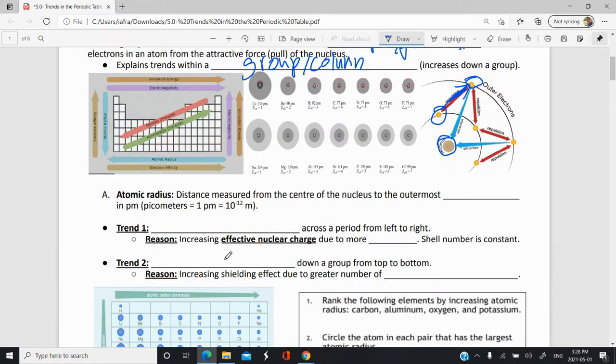So let's go and fill in some blanks here. We identified the trends, but the atomic radius is our first trend. It's the distance measured from the center of the nucleus to the outermost electron in picometers.